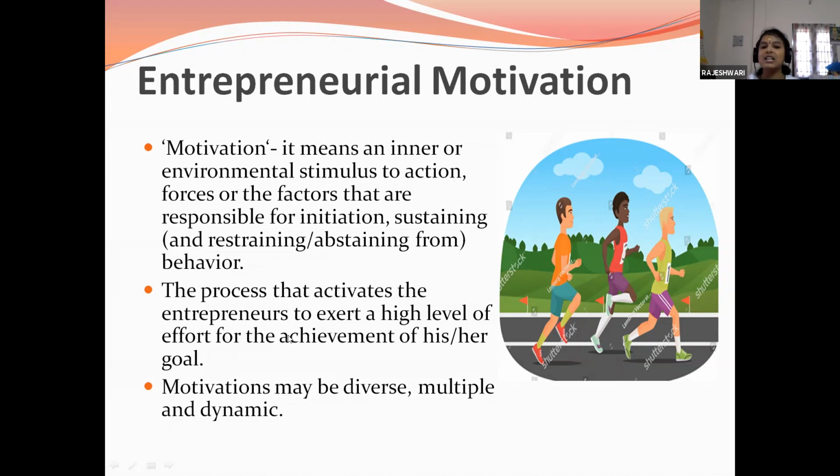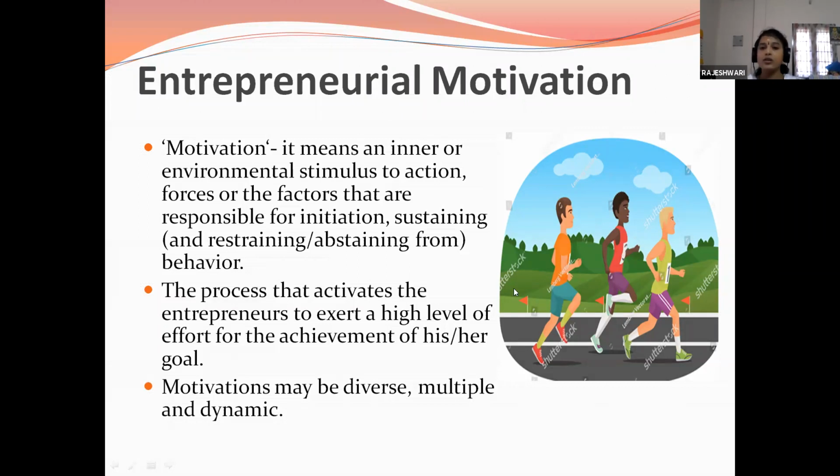It is the process that activates entrepreneurs to exert a high level of effort. You have to put more effort into achieving your goal. That is entrepreneurial motivation. Motivations may be diverse and multiple, with different types of motivation in entrepreneurship. It is also dynamic. Different persons have different objectives and different goals, and they take action to achieve their different goals.